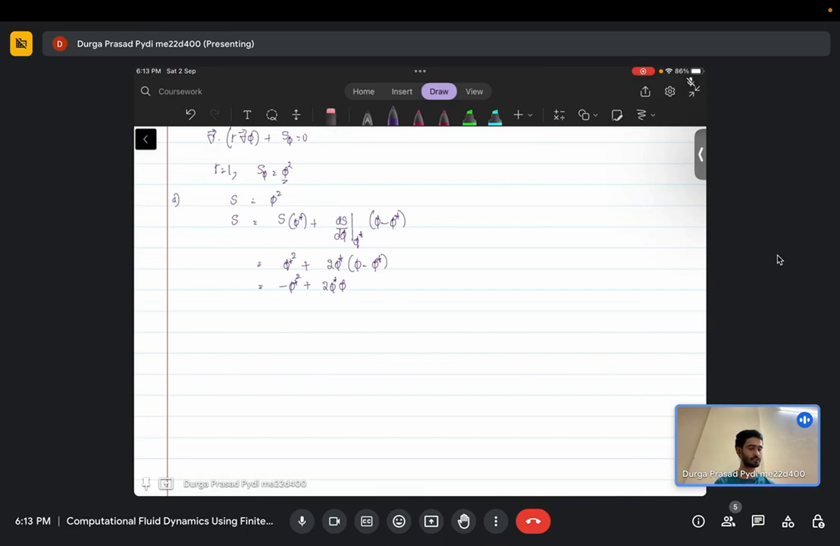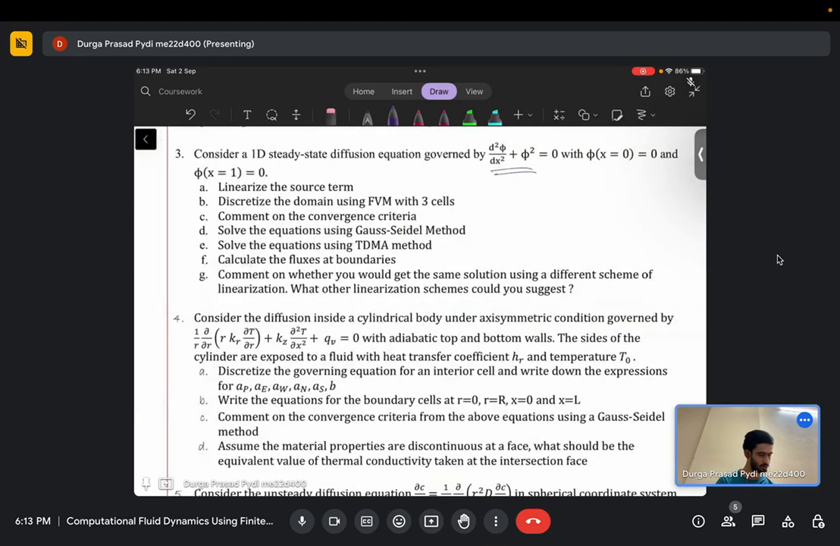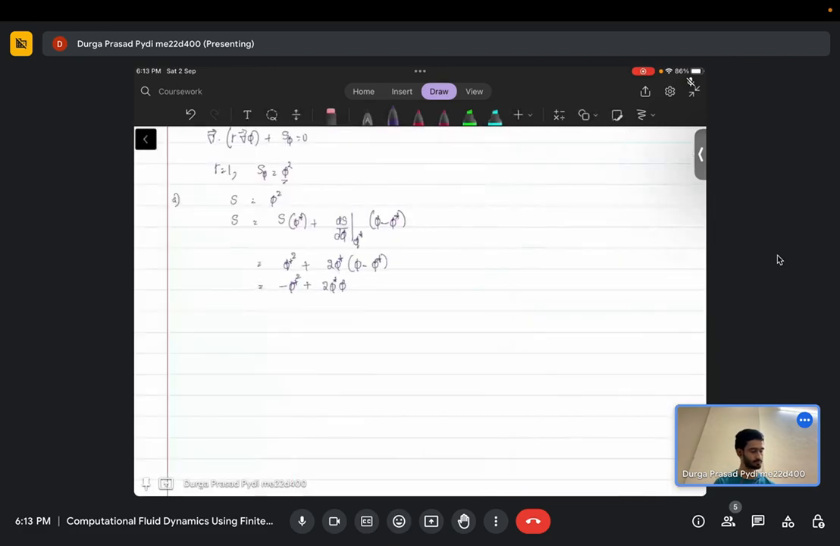If I were to discretize, on how many cells? So 3 cells. This is my domain, x equal to 0 to x equal to 1, and I am discretizing it into 3 cells. This is my cell 0, cell 1, cell 2.